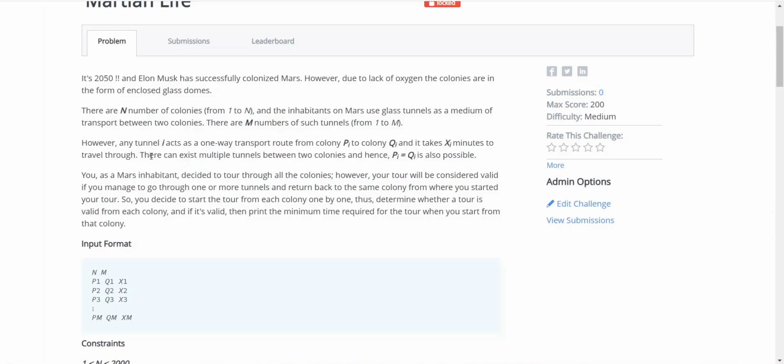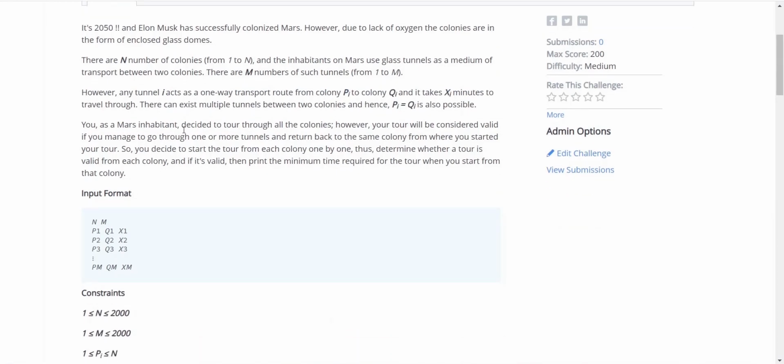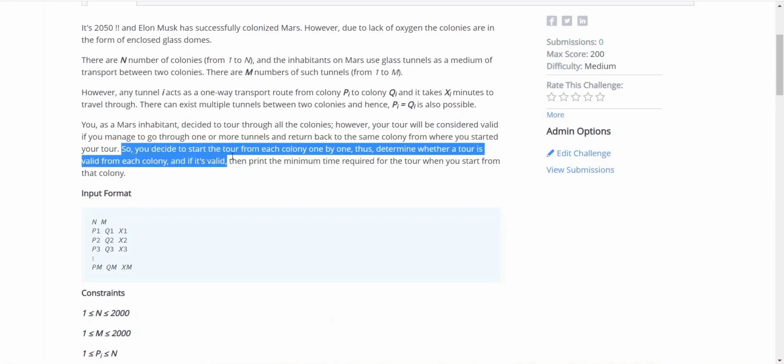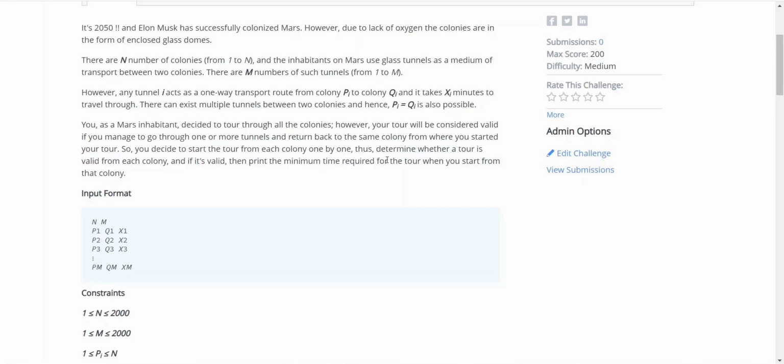There can exist multiple tunnels between two colonies. Hence, Pi equal to Qi is also possible, which means we can have a self loop. So you, as a Mars inhabitant, decide to tour through all the colonies. You decide to start the tour from each colony one by one. Thus, determine whether a tour is valid from each colony, and if it's valid, print the time required for the tour when you start from that colony.